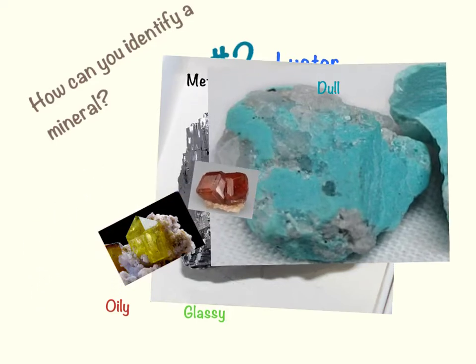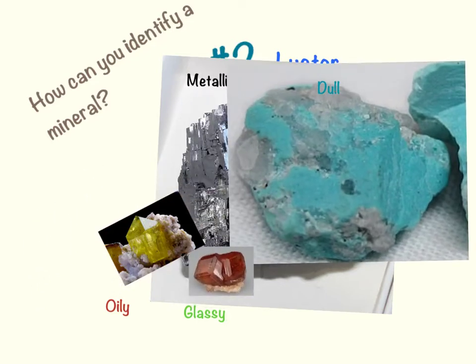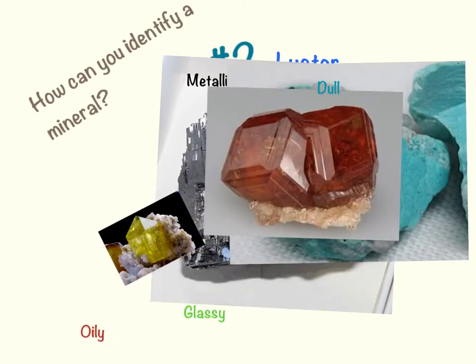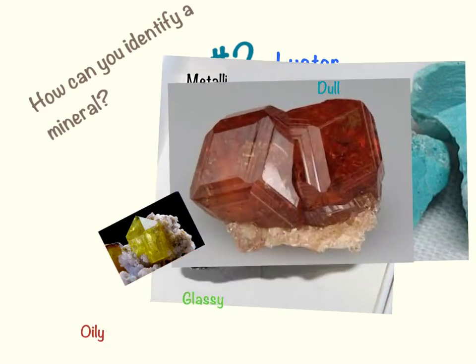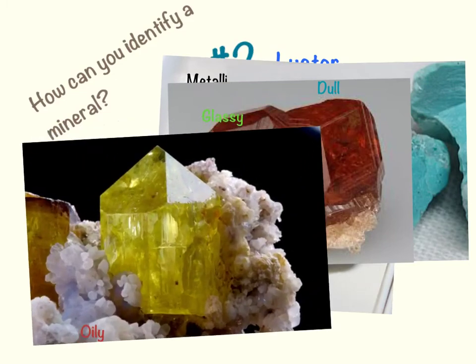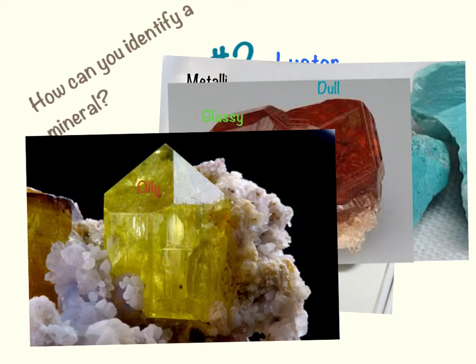You have topaz. Just make it a little bit bigger. You have topaz, which is very, very glassy in appearance. And then you have citrine, which is very oily in appearance. A lot of times luster can help you identify what element you are looking at.